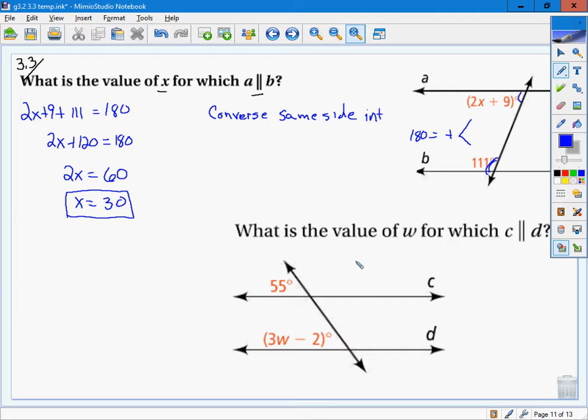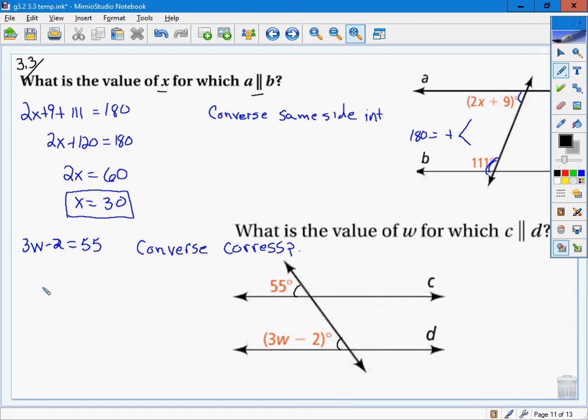Can I ask how I solved it? Yeah, sure. Well, since they're corresponding, you have to make it's 55. Okay, so this is the converse of what? Corresponding angles. That's how we're going to set up the equation. But instead of making them equal 180, they're supposed to be the same. So it's 55 equals 3W minus 2. That would be the equation that got set up, because I know that they're corresponding. They'd have to be equal to make the lines parallel.